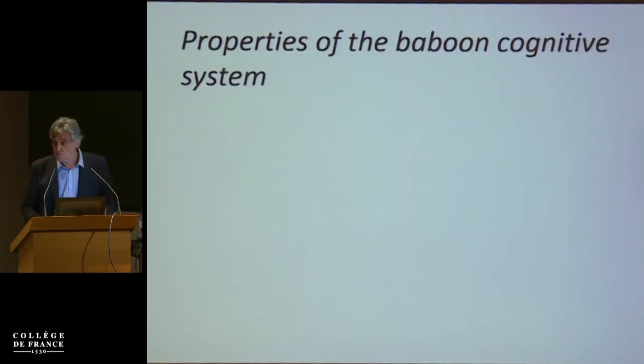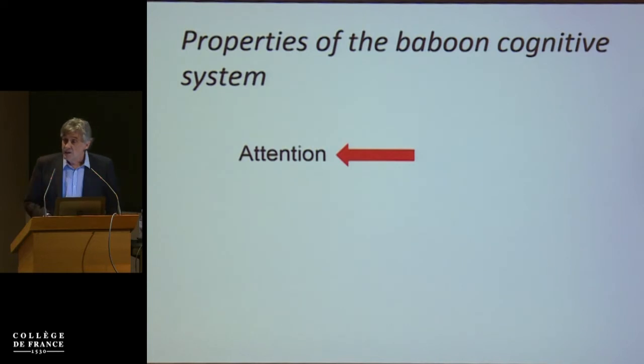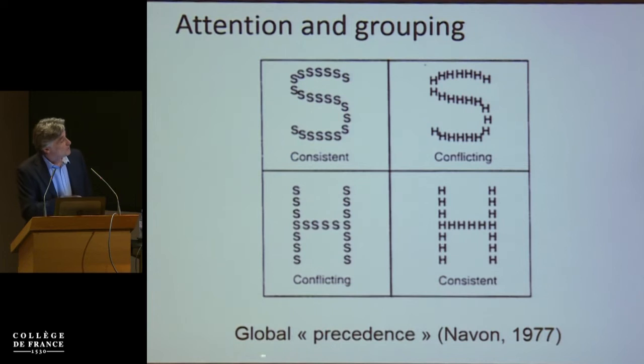Okay, let's now explore the cognitive properties, the properties of their cognitive system. And I want to firstly present an experiment we did on attention. In humans, there is an effect which is well known, which is called global precedence. This is a very old phenomenon which is known in human psychology.